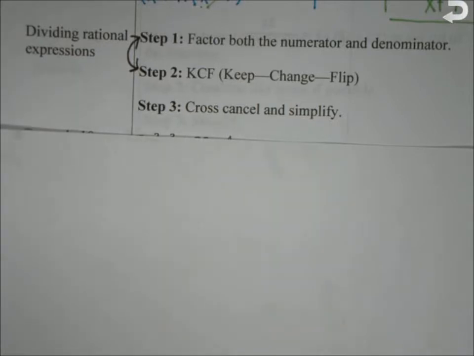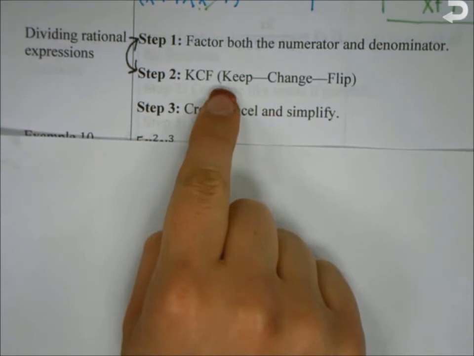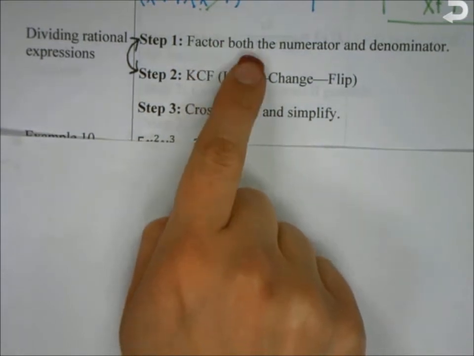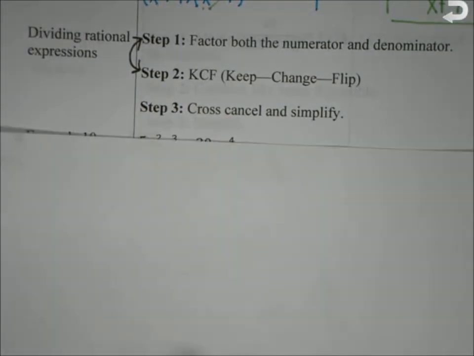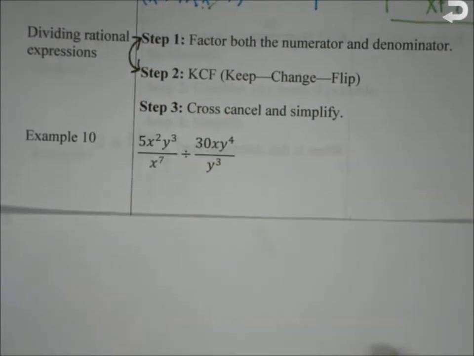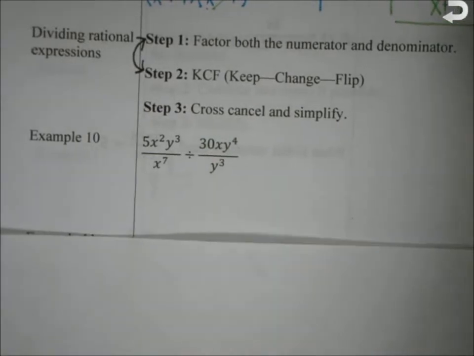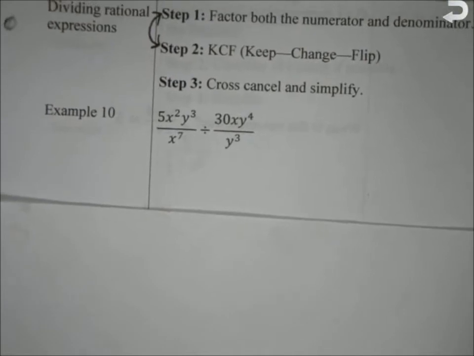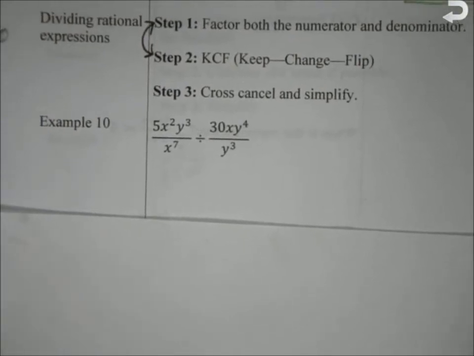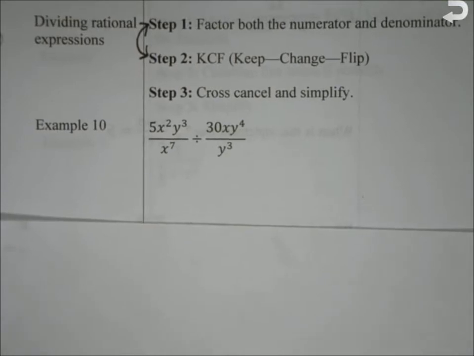Example 10. Example 10 is a lot like example 7, where there is going to be no factoring to start with, but it still is good to practice the canceling. So we have 5x squared y to the third, all over x to the 7th, divided by 30xy to the fourth over y to the third.